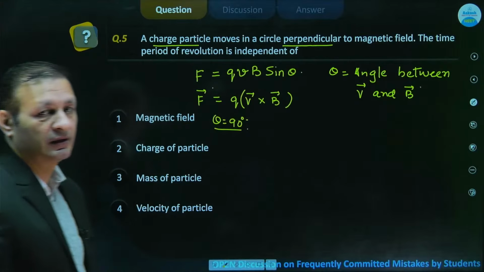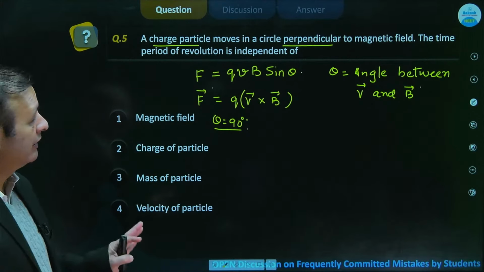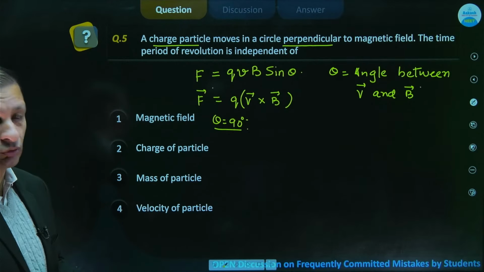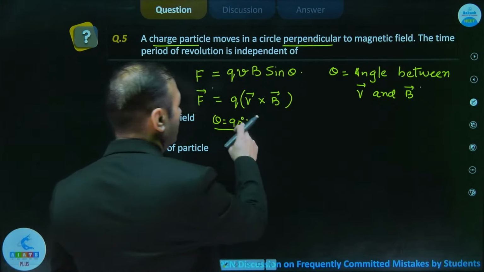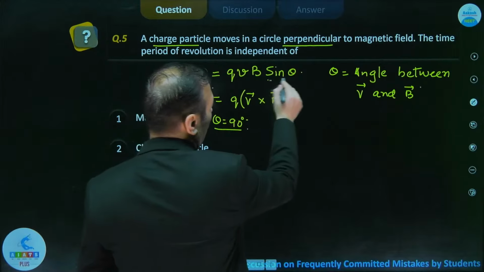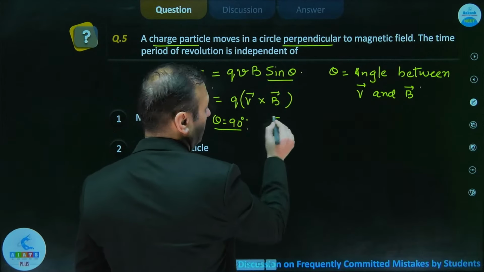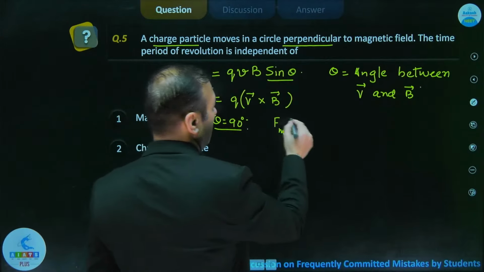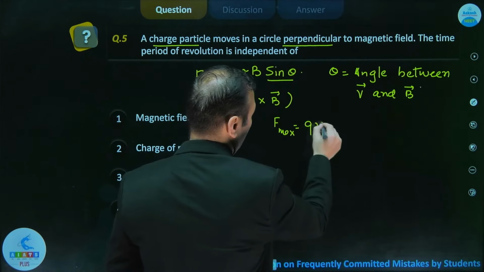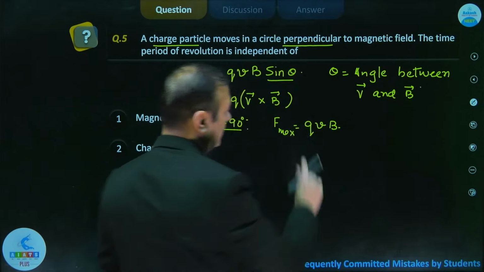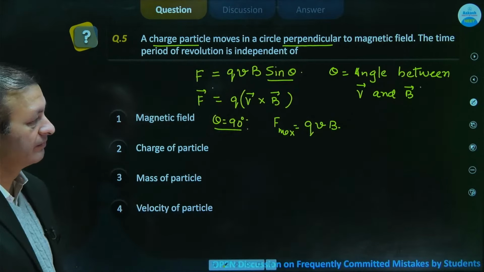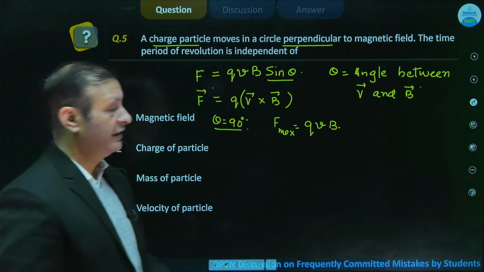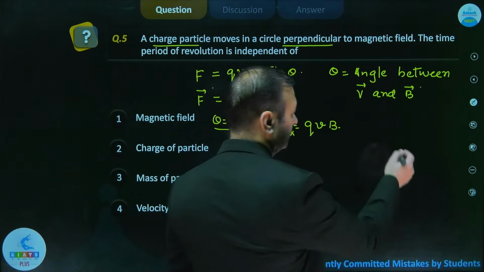Now I would like you to understand why it will move in a circular path. So we know sine 90 is 1, and that gives you the maximum magnetic force, and this maximum magnetic force is given by QVB. I think this is clear to everyone. Now let's understand how it moves in a circular path.